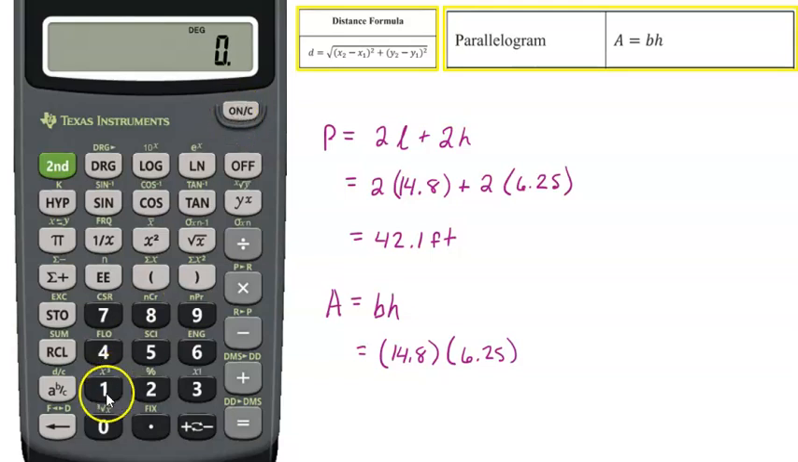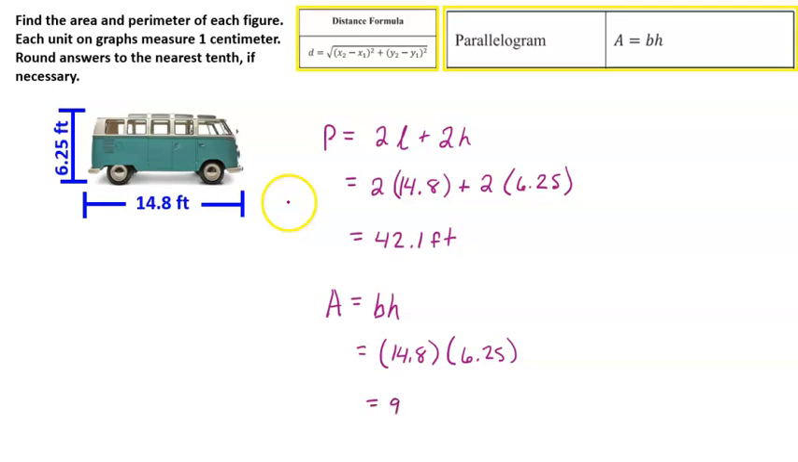Let's clear this. 14.8 times 6.25 equals 92.5. And then remember, area has 2 dimensions, which is length and width, or base times height, or length and height. And so that's going to be 92.5 feet squared.